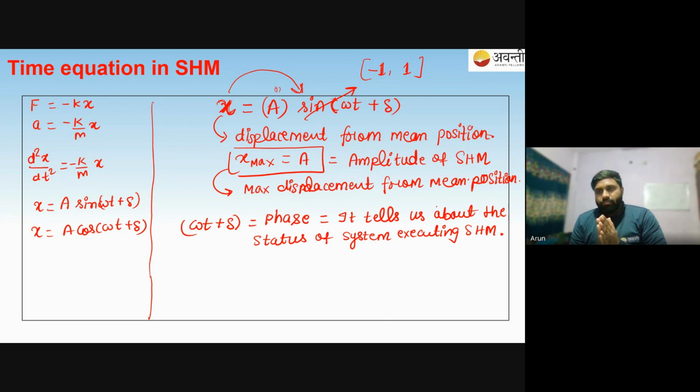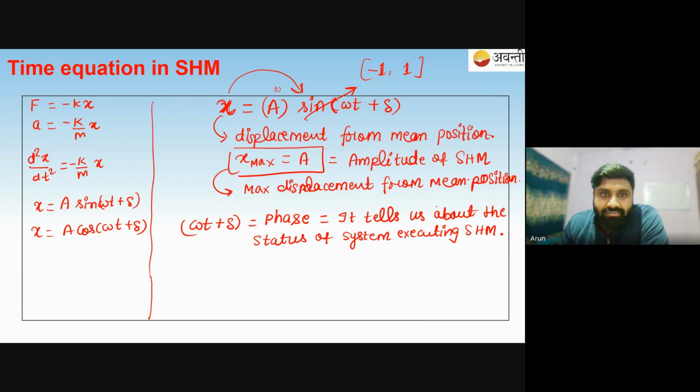This time, let's say omega t plus delta has a value of 30 degrees. So sine 30 will be 1 by 2. So x, which is the displacement, is A by 2, which means the body is halfway from the extreme position at this particular time. Got it? I hope you got it. So that tells us about the phase of the SHM, the status of that particular system which is executing SHM.